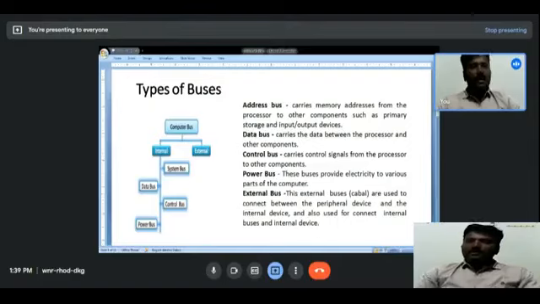Another one is the external bus. The external bus is the cable which is used to connect the internal devices of the computer to external devices, for example peripheral devices. We know different types of peripheral devices such as a printer, joystick, mouse, keyboard, and other external peripheral devices. These peripheral devices communicate with the computer by using a bus, which is called the external bus. They are also used to connect internal buses and internal devices. This is one of the important aspects.